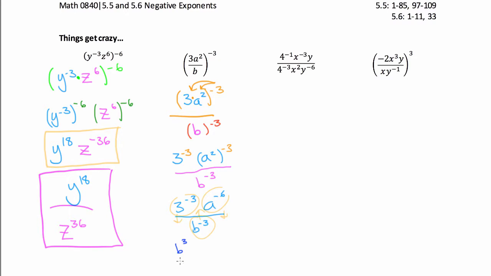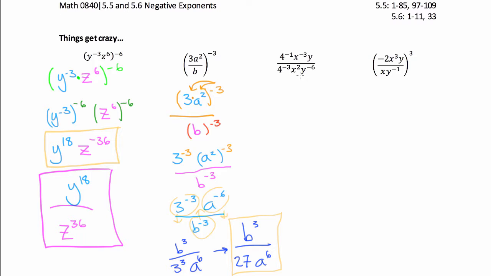Well, this isn't even my final, actually. Over 3 to the third times a to the sixth. So you can see everything switched to the other side of the fraction bar, and that made it positive. And now I can simplify that. b cubed is 27 times a to the sixth. So that is my final answer. So you have to be careful about when to stop. Both of these, I kind of thought I was done before I was. So stay on your toes.